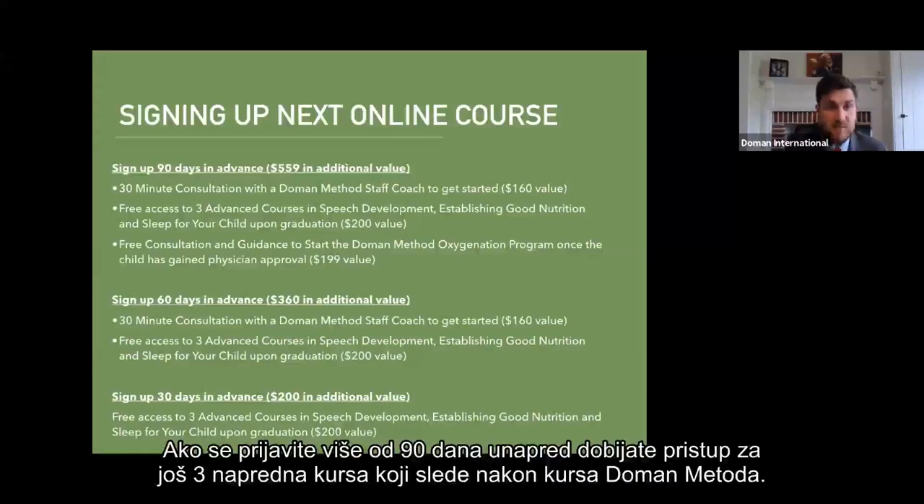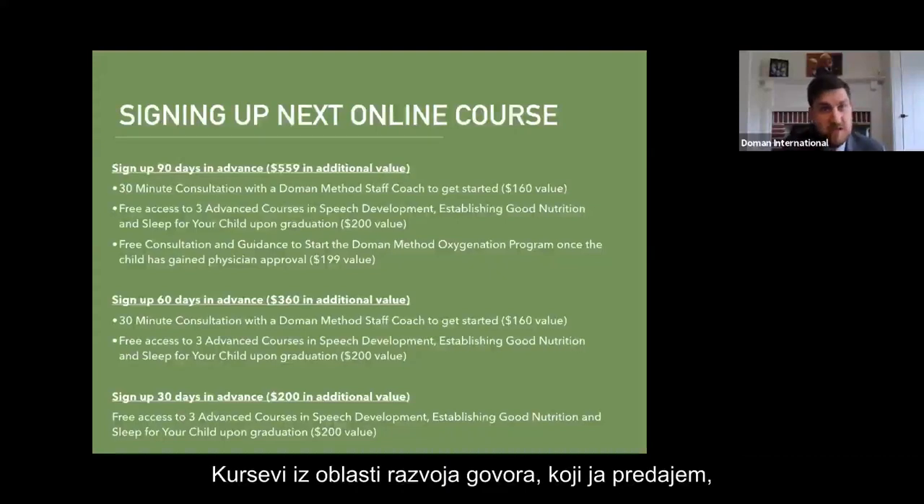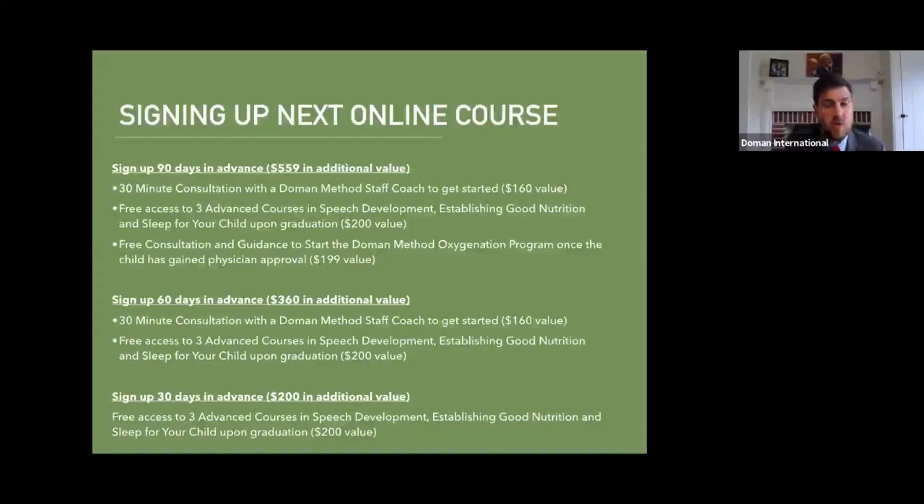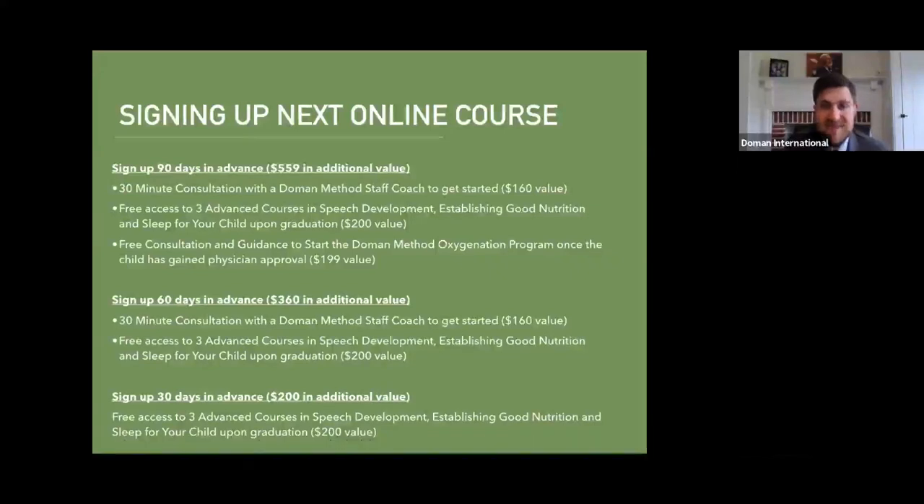Also, if you sign up more than 90 days in advance, you get free access to 3 advanced courses that come after the online Doman Method course. You get an advanced course in speech development, which I teach. You have a course in establishing a good nutrition program for your child. It's a more advanced nutrition course after the one you take in the course. And you also get access to a course by Melissa Doman, who's a pediatric sleep consultant, about how to help teach your child how to sleep independently and through the night. That is a $200 value on its own.